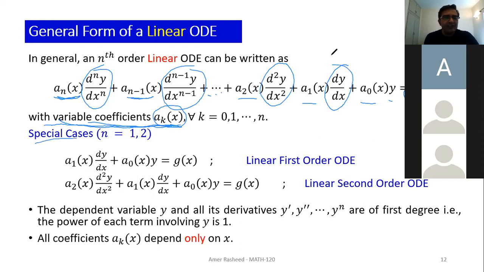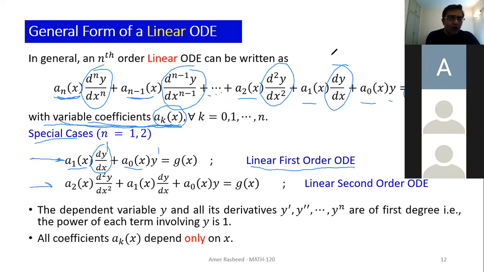Now, special cases which are important is the first order linear ODE. Why is this a first order linear ODE? Because it involves only the first derivative and the coefficients are variable functions of x only. Here we have 1, here we have 1. So in each term, the degree or the power of y is 1. So it is linear and its maximum order derivative is 1. So this is a first order linear ODE.